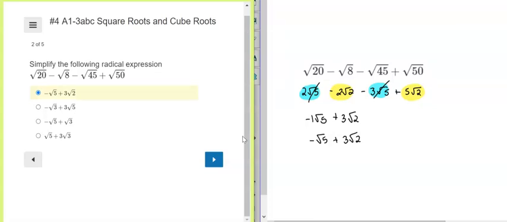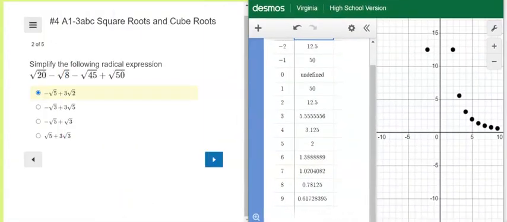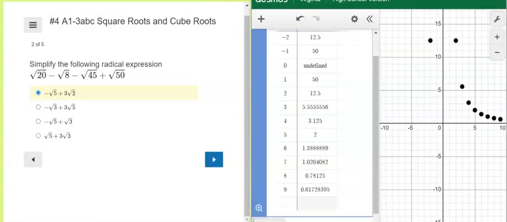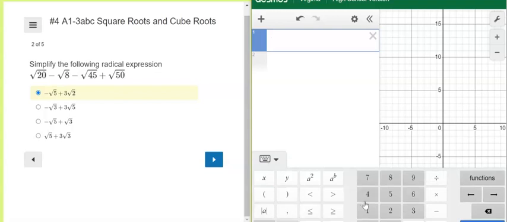All right, that's how you would do that one. And also, since it's multiple choice, if you're just like, I'm not doing all that, that is okay, as long as you know how to plug it in Desmos and then find what is equivalent.